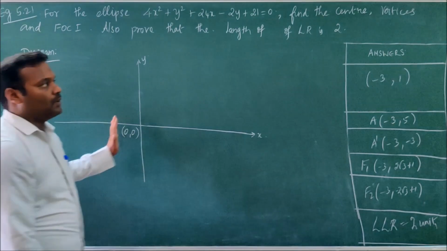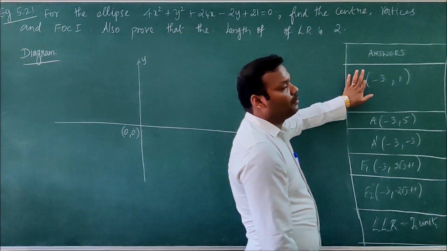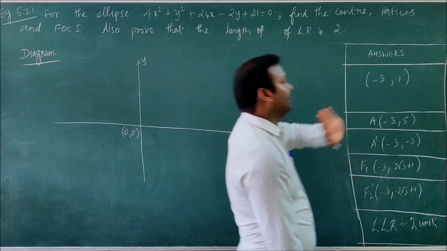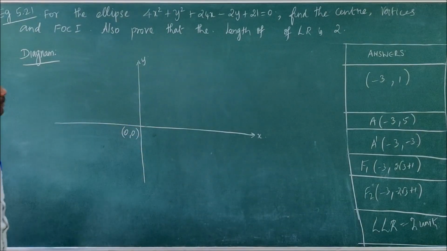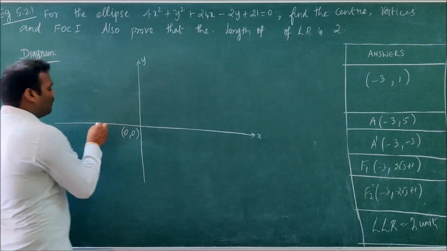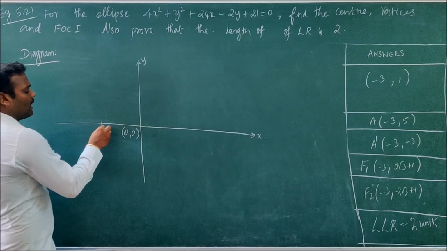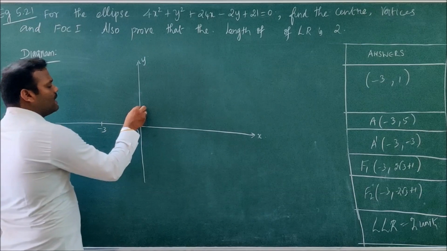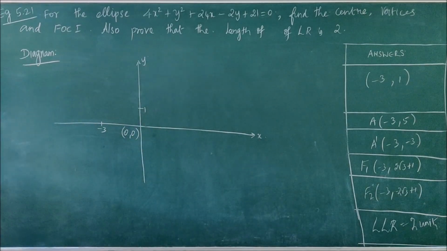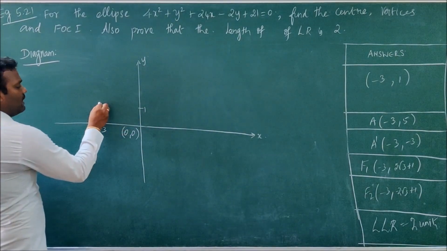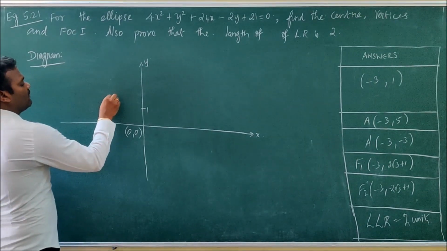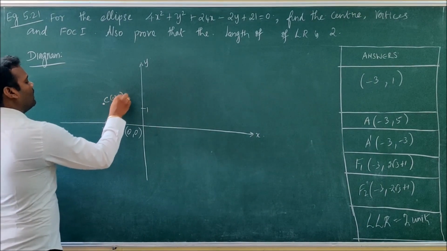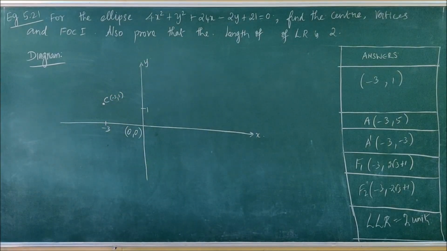Next step, you have to mark the center. What is the center? (−3, 1). So on the x axis you have minus 3 and on the y axis you have 1. So the center C is (−3, 1).